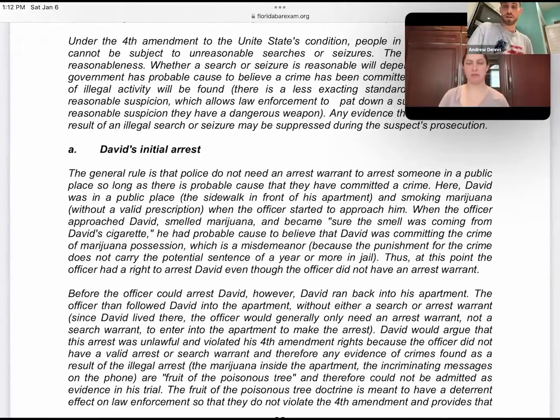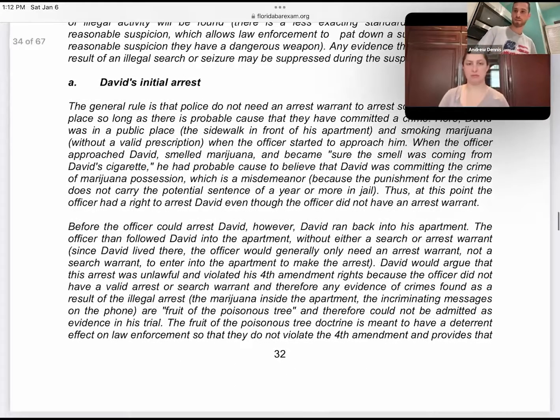So here, you guys are going to write this essay, so I don't want to go over it too long, but there's probable cause because he's smoking a marijuana cigarette. So he had the right to arrest him. So the officer followed David into the apartment without a search or arrest warrant. Since he lived there, he would generally need an arrest warrant, not a search warrant, to enter the apartment to make the arrest. David would argue that this arrest was unlawful and violated his Fourth Amendment rights because the officer did not have a valid arrest or search warrant, and therefore any evidence of crime found as a result of the illegal arrest, the marijuana inside the apartment, the incriminating message on the phone, are fruit of the poisonous tree.